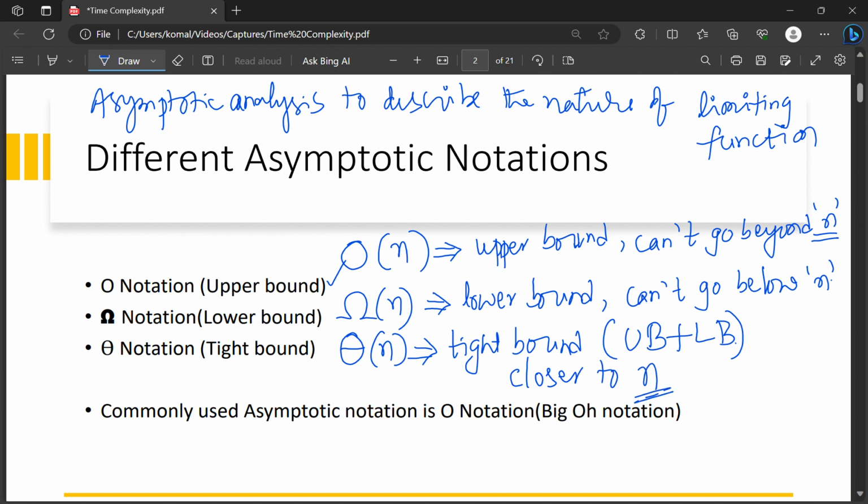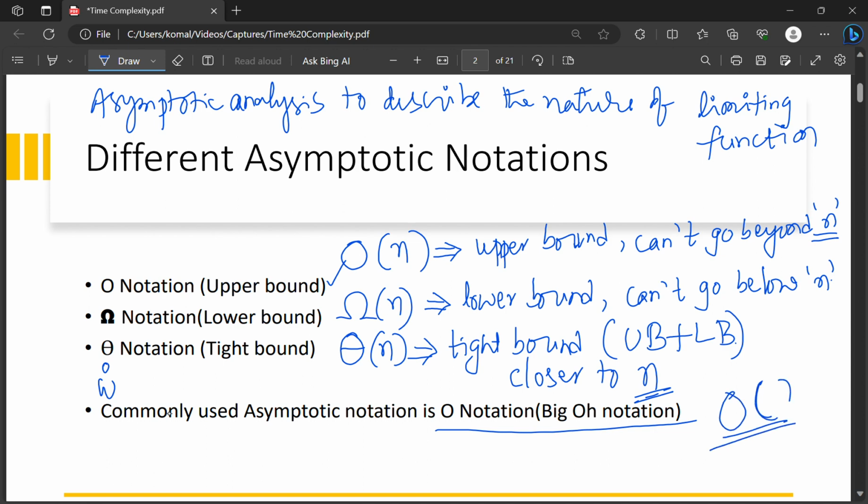So that is the meaning of this theta notation. Along with these 3, there are other 2 notations which we may not use very much. They are like small o, small omega. Out of all these 5 notations possible, the very commonly used asymptotic notation is big O notation. So we will be using only big O notation.